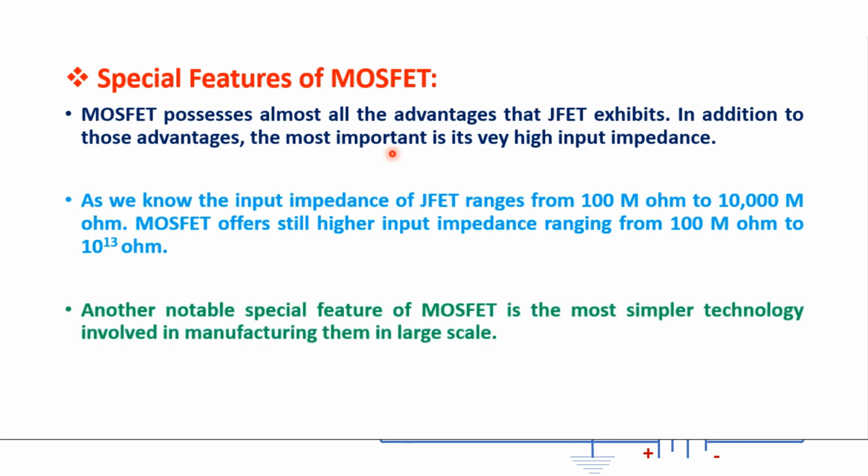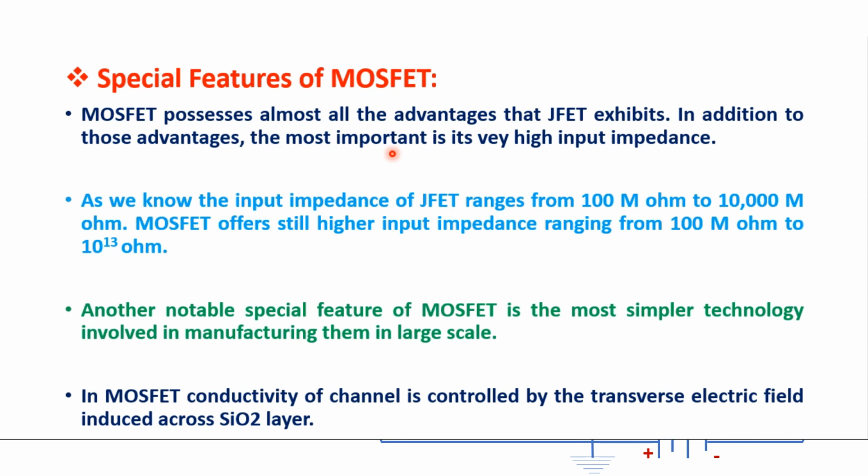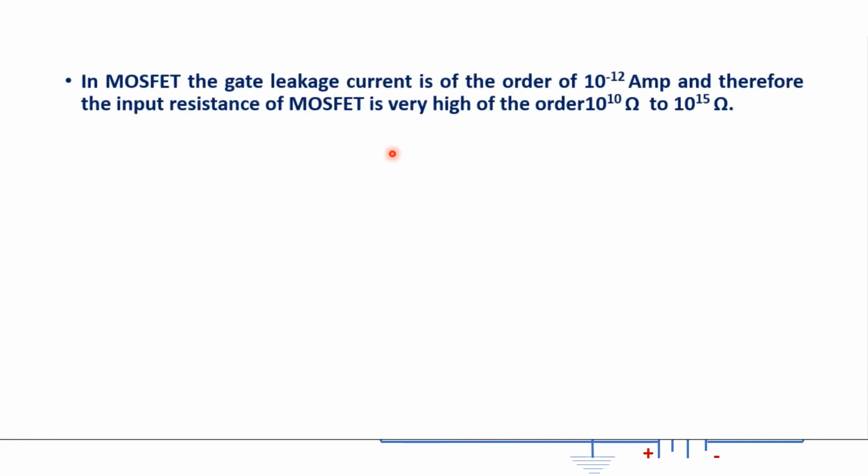Another notable special feature of MOSFET is the much simpler technology involved in manufacturing them on a large scale. In MOSFET, conductivity of the channel is controlled by the transverse electric field induced across the silicon dioxide layer. In MOSFET, the gate leakage current is of the order of 10 raised to power minus 12 ampere, and therefore the input resistance of MOSFET is very high, of the order of 10 raised to power 10 ohm to 10 raised to power 15 ohm.